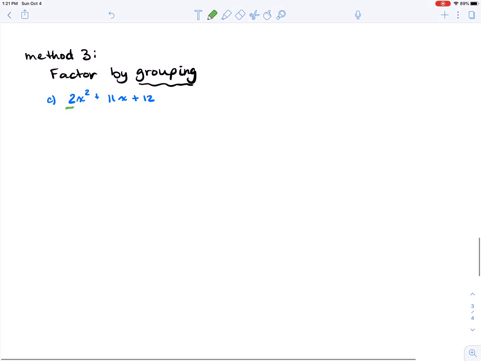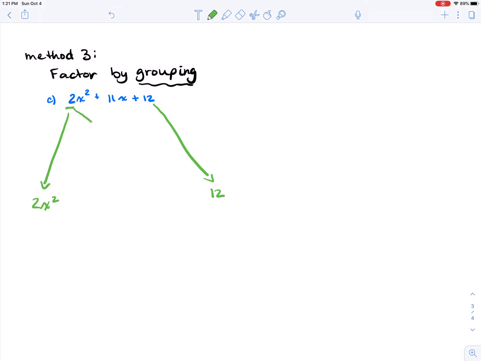So the first thing I'm going to do is bring my 2x squared down, and I'm going to bring my 12, which is my third term, down. The next thing I'm going to do is multiply the x term with the constant. So I'm going to take 2x squared times 12, and of course this equals 24x squared.